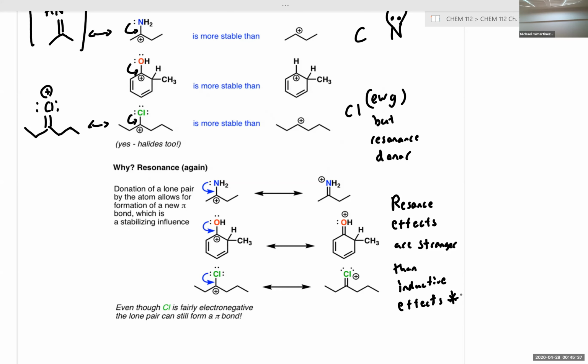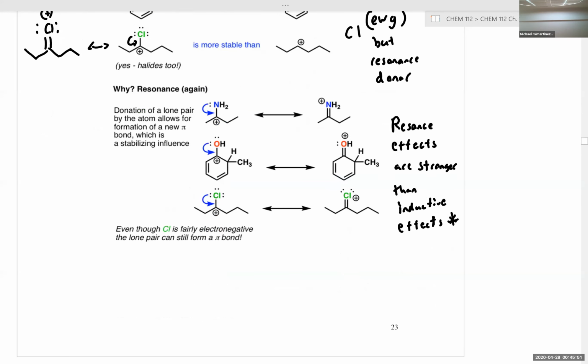Does this idea make sense? Does this idea of resonance stabilization make sense? Is everyone comfortable so far? Okay, perfect. So let's keep moving then.